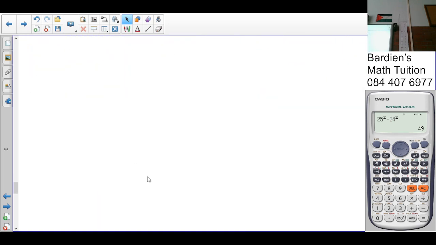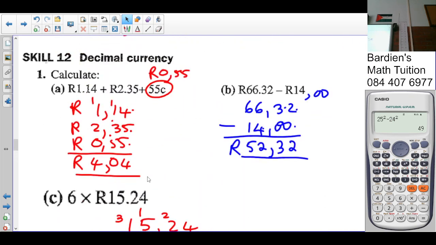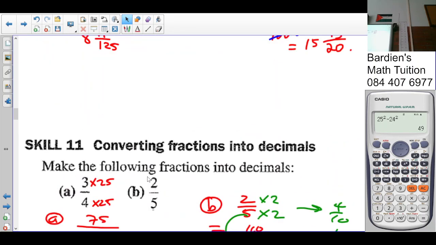So that brings us to the end of chapter 3. Not so? For homework, I would like you guys to do skills 10, 11 and 12, the odd numbers. Okay? You all okay with that?